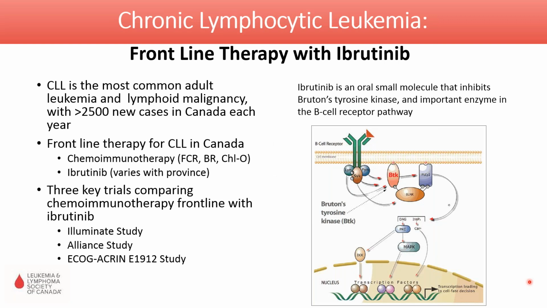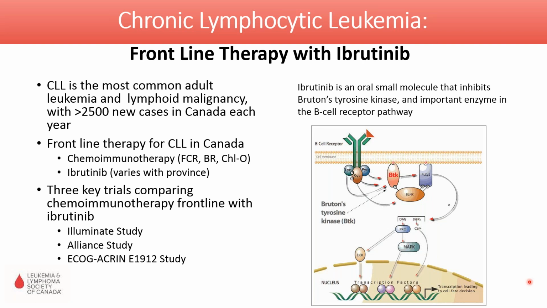So the first one I'd like to talk about is Ibrutinib as frontline therapy for patients with CLL. So many patients who have CLL currently will know about this drug, either because they're receiving it currently, often for relapse disease, or because they have high-risk mutations that makes them eligible to receive it at frontline. But it is a therapy that generally every patient with CLL will end up receiving. CLL is the most common adult leukemia, and there are more than 2,500 new cases in Canada each year.